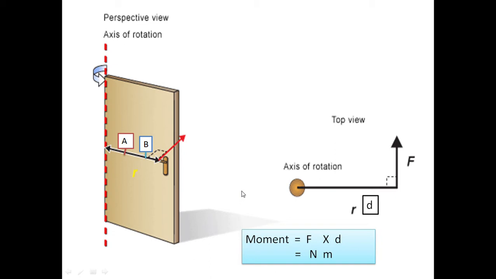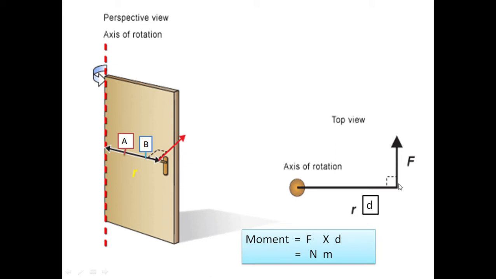Before explaining it, now look at this picture. You can see the axis of rotation. Perpendicular distance is marked as R or D. We can use these letters. And the force. This is the top view of the door.